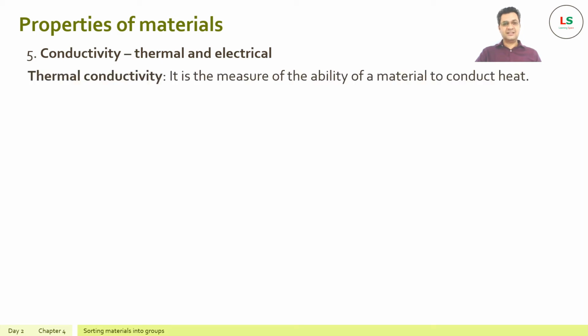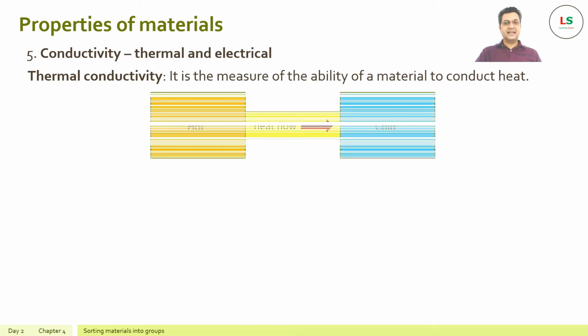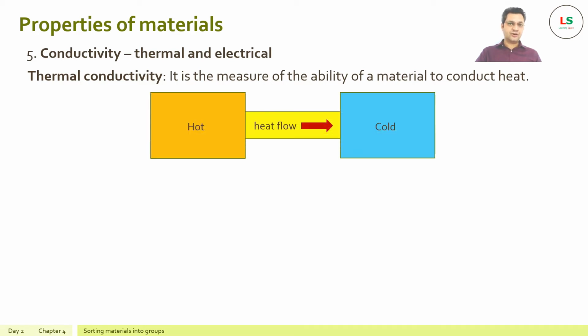Thermal conductivity is the measure of the ability of a material to conduct heat. Here in the diagram we have a hot body on one side and a cold body on the other side, and the heat transfer will happen from the hot body to the cold body.